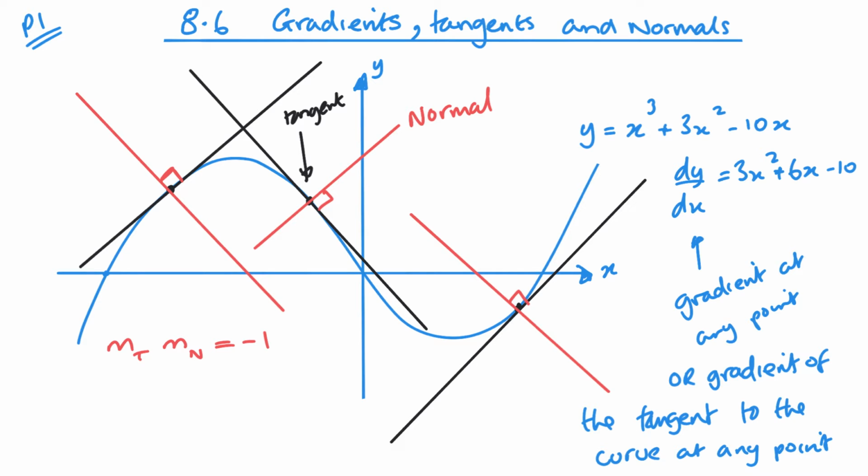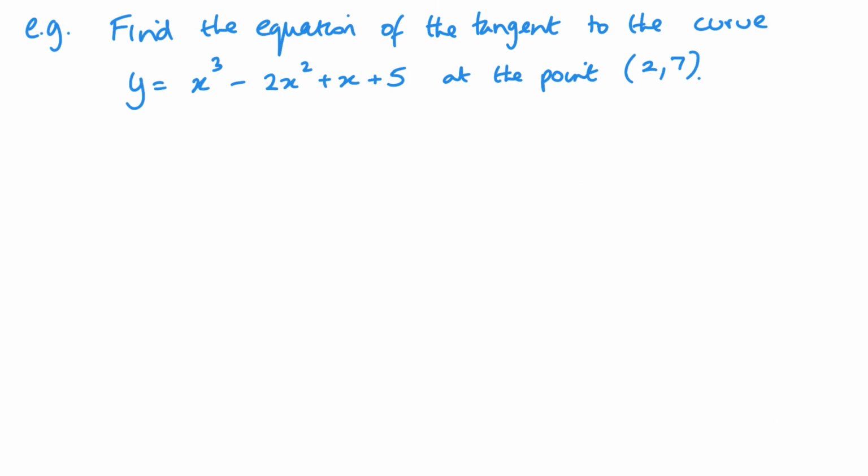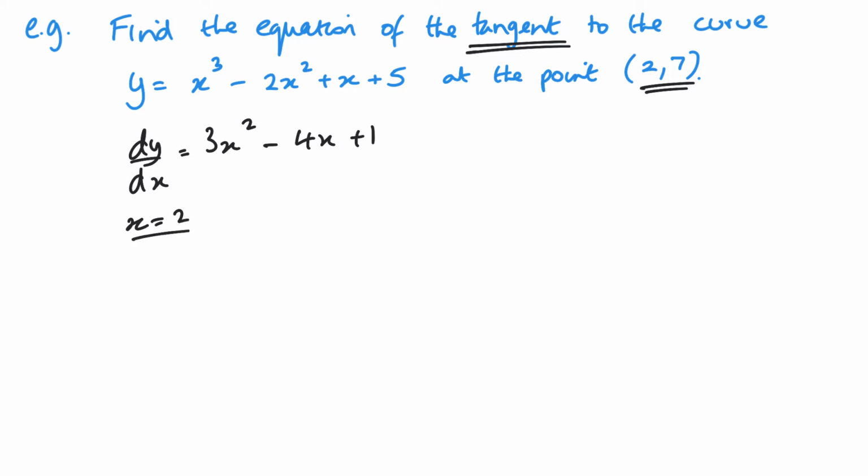Okay, let's have a look at a couple of examples. Looking at this question, we want to find the tangent. So what I want to do first is differentiate. Differentiating this, we get 3x squared minus 4x plus 1. Now it's at this point, so I want to find the gradient at that point, so I'm going to substitute x equals 2 inside. So dy/dx equals 3 lots of 2 squared minus 4 lots of 2 plus 1, and that will give me a gradient of 5.